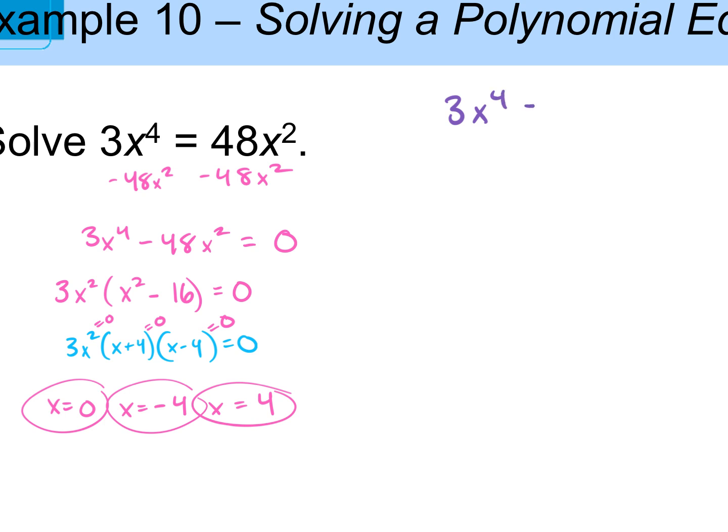Another way we could have started this is kind of similar to what we did in the last one. If we see that we have a GCF from the beginning that's just a constant, you can divide that out. So we see that 3 goes into 3 and 48. We can divide them both by 3, so we're left with x to the 4th power is equal to 16x squared. And you'd get the same answer.